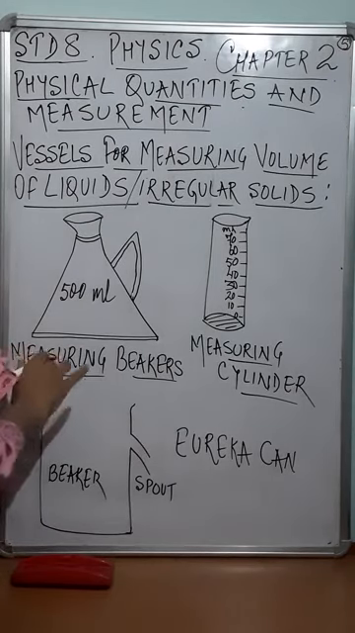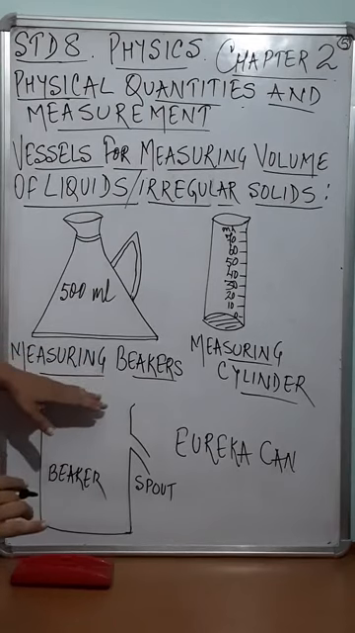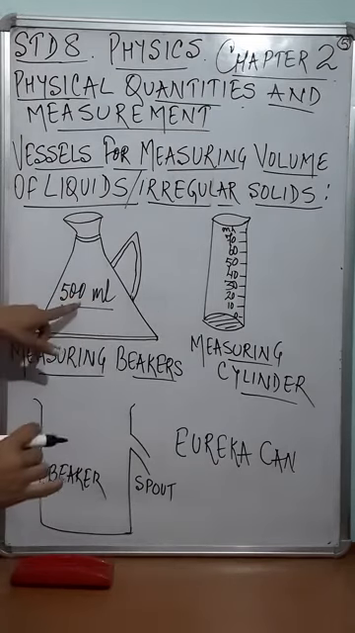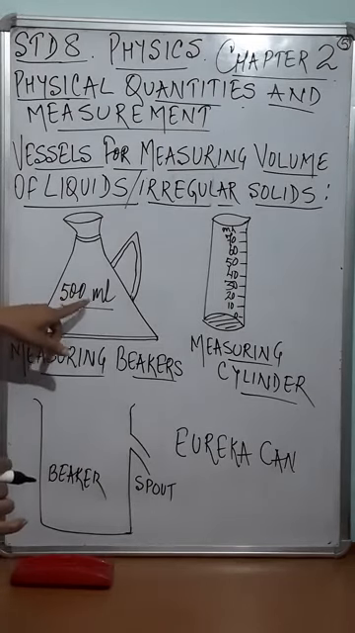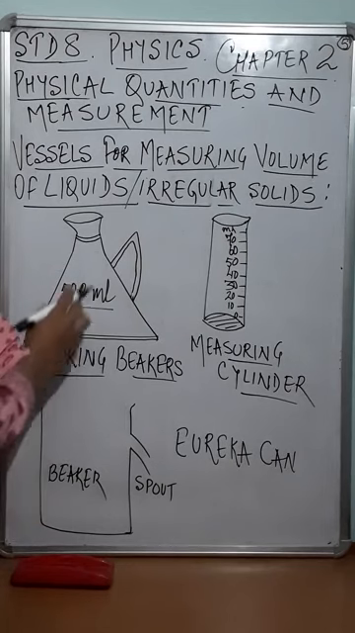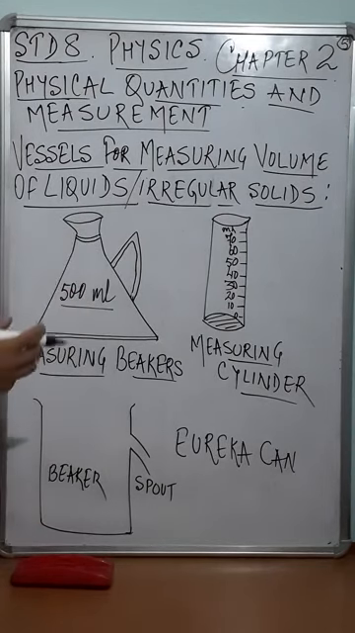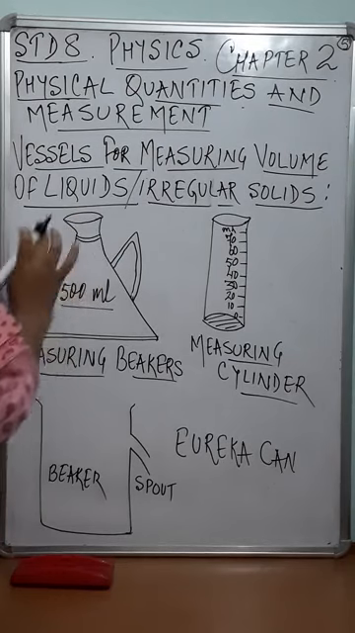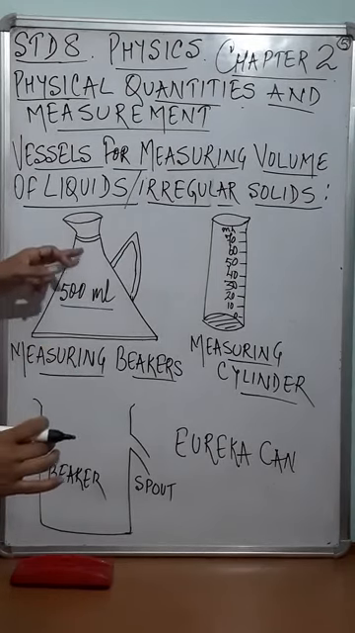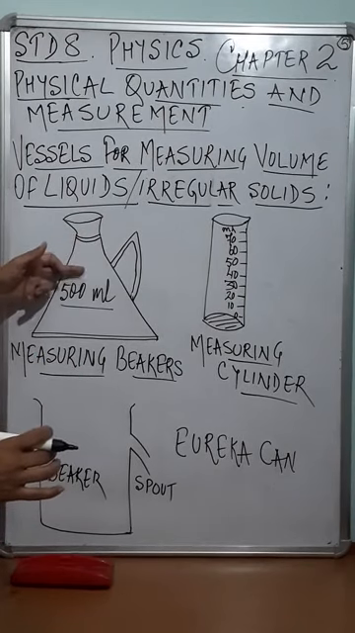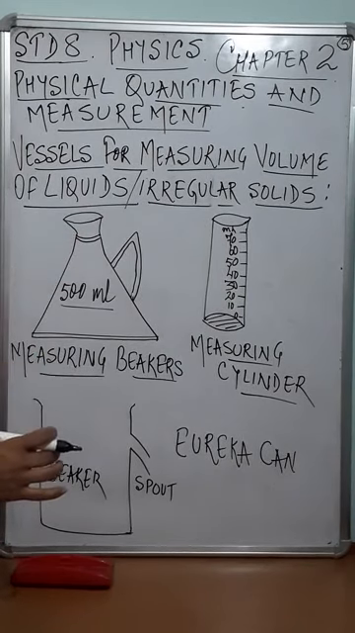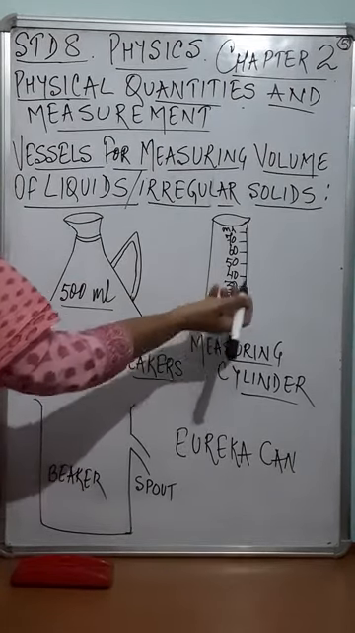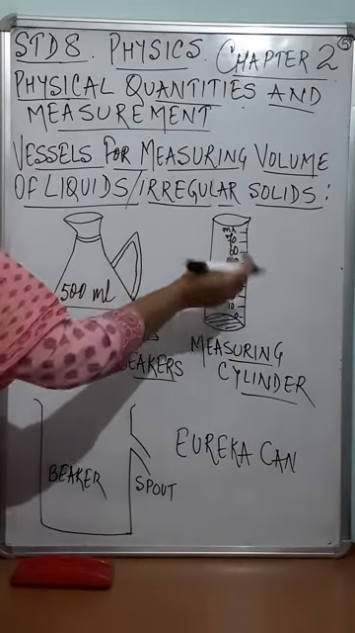Now, with the help of measuring beakers, we can measure liquid up to, as mentioned here, 100 ml, 200 ml, 500 ml, 1000 ml. So oil or milk or whatever liquid can be poured into it, and there is a marking made. If you fill it to that level, it measures the volume of that liquid, and this is called a measuring beaker.